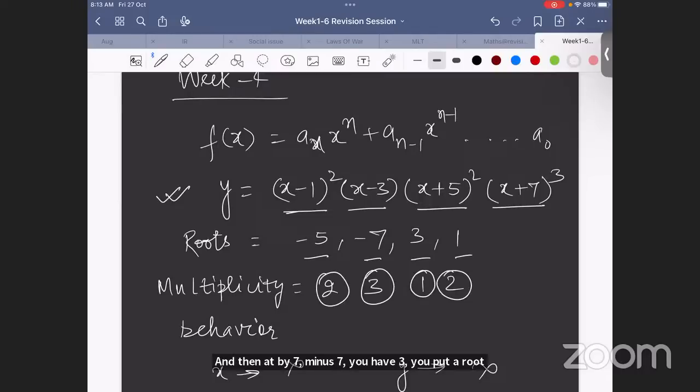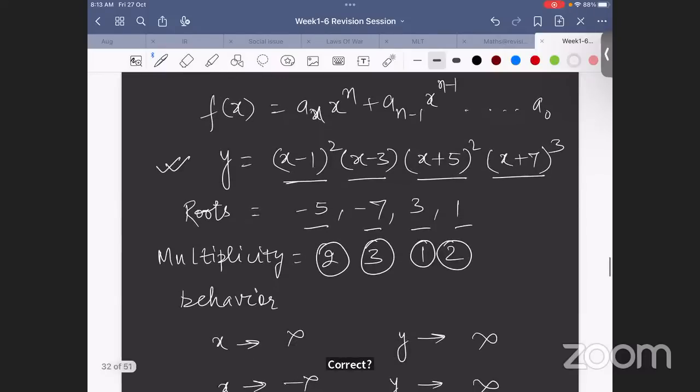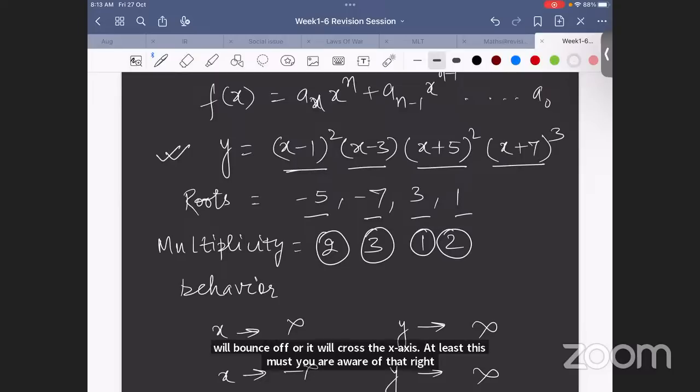Is this clear? So you have basically 2, 3, 1, 2. And if you are plotting any graph and you have a multiplicity of 2, what will it do? It will bounce off or cross the x-axis. At least this much you are aware of, right? Bounce off. Please explain this multiplicity.